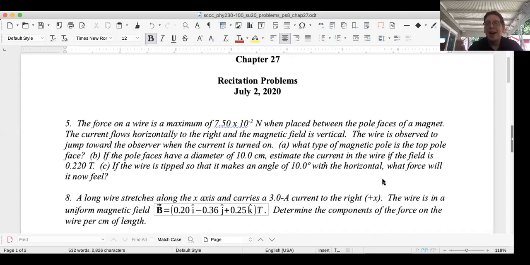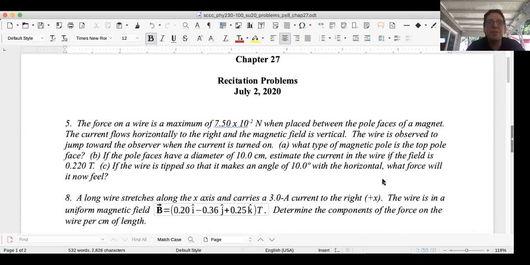So you're going to have to work backwards a little bit. Your thumb will point in the direction of the force, and your fingers will point in the direction of the current. And you'll then curl your fingers in the direction of the magnetic field. And so that'll tell you which pole is north and which pole is south.